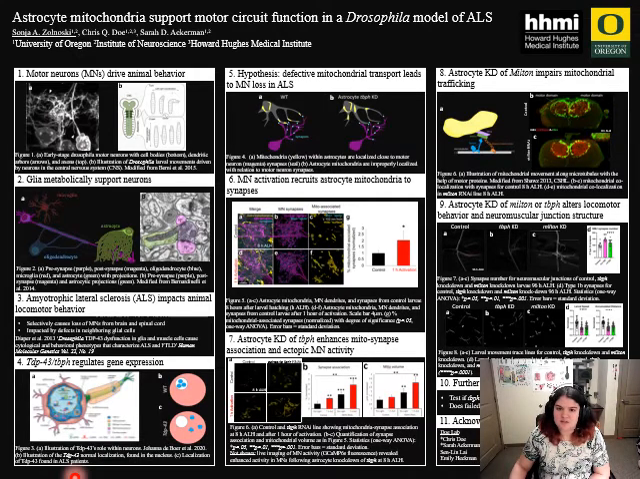But what happens if astrocytes are no longer able to provide metabolic support to motor neurons? Amyotrophic lateral sclerosis, otherwise known as ALS, is a neurodegenerative disease that causes selective degeneration of motor neurons, which impacts locomotor behavior, causing paralysis and eventually death. I'm interested in the basic mechanisms which result in an improperly developed nervous system, causing an ALS phenotype in adulthood.